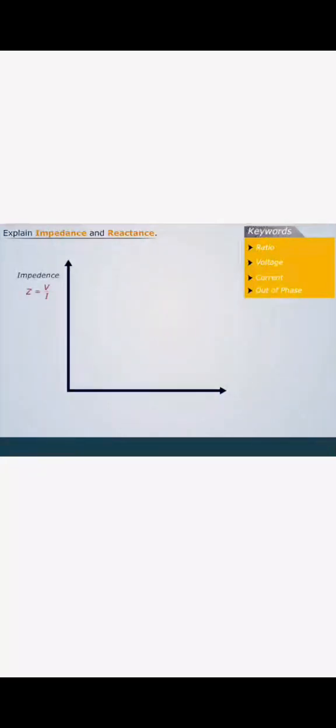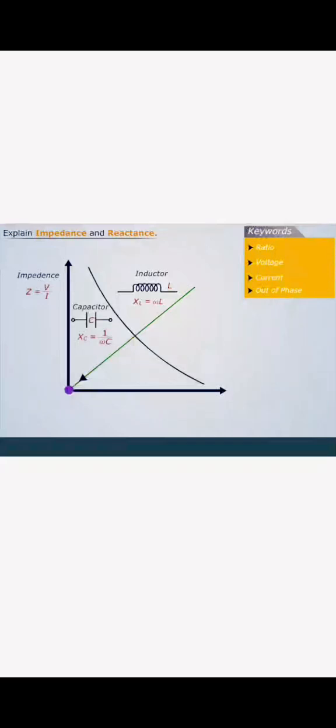The frequency dependence of different impedance can be compared using a plot. Note that at zero frequency, an inductor is a short circuit, and so its impedance is zero. Also at zero frequency, a capacitor is an open circuit, so its impedance goes to infinity. The impedance of a resistor is constant, as it does not depend on frequency.